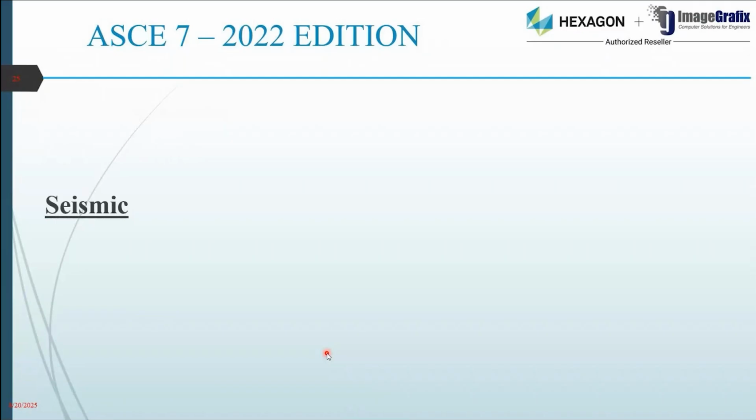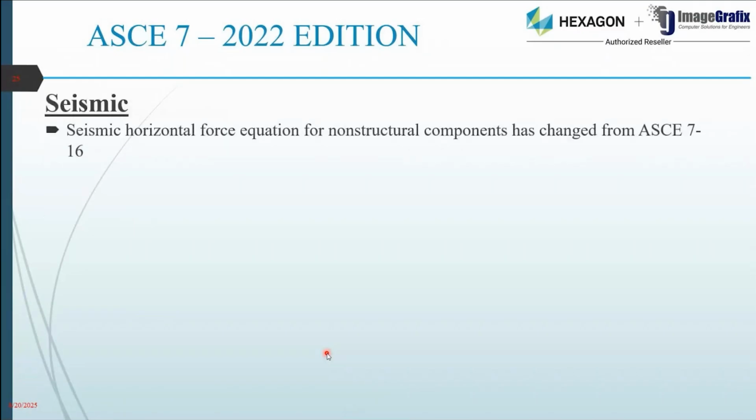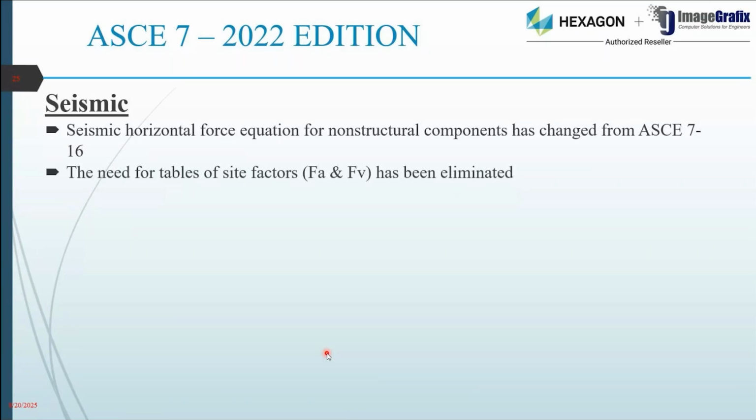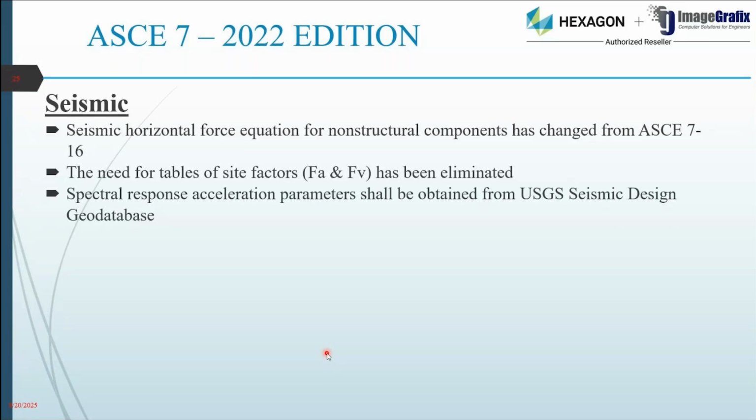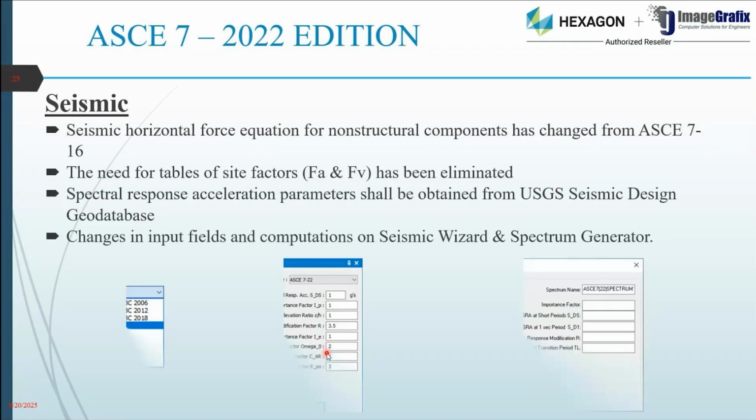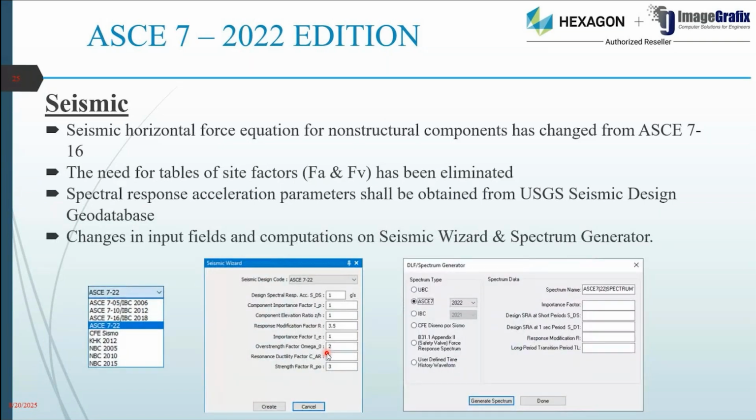Okay. So then the ASCE 7 seismic horizontal force equation for non-structural components has been changed. Site factors Fa and Fv have been eliminated. Spectral response equation parameters shall be obtained from the USGS seismic design geodatabase. So under your earthquake spectra, we have your ASCE 7-2022 edition, seismic wizard, and ASCE 7-2022 edition. So these are the three areas where I have ASCE 7 to be utilized. So this has been updated to the 2022 edition.